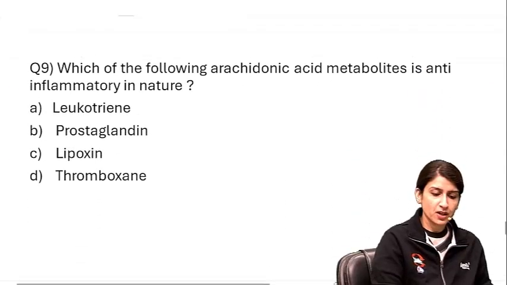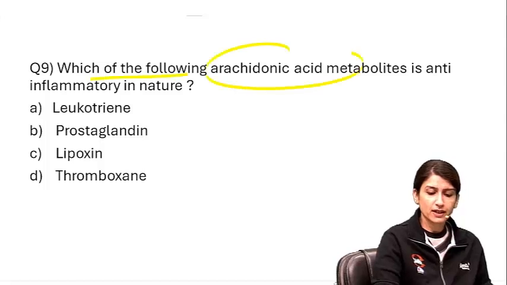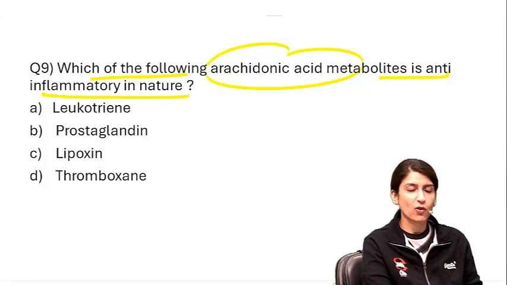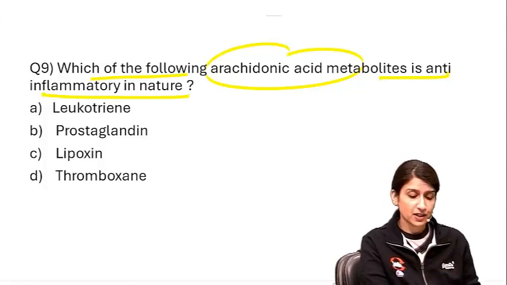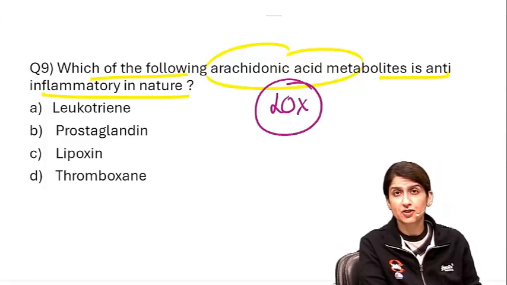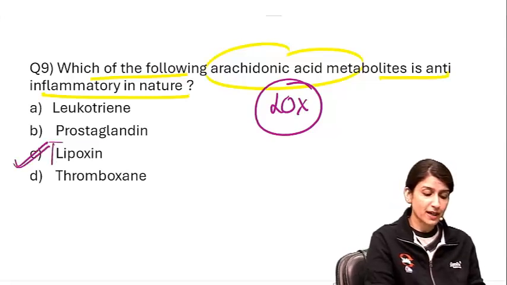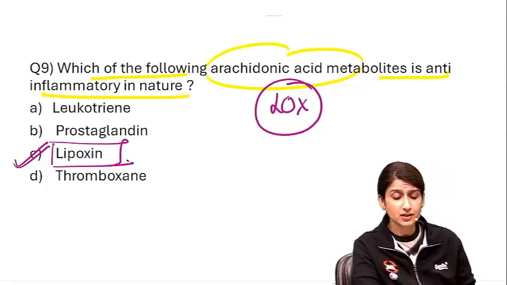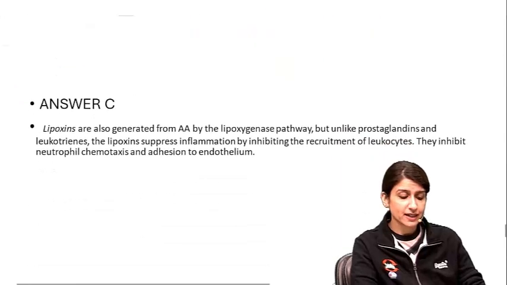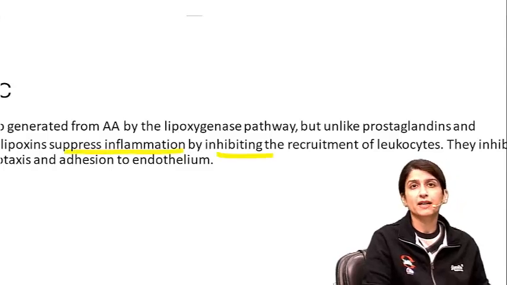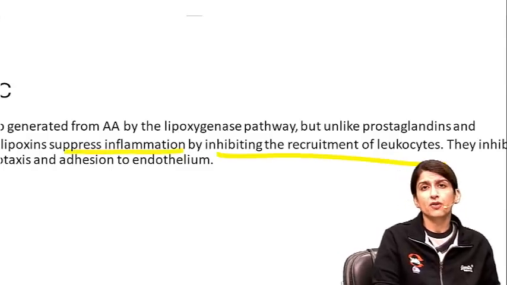Next question. Which of the following arachidonic acid metabolites is anti-inflammatory in nature? Yes, we all know that there is a derivative of LOX pathway which is totally anti-inflammatory in nature, and yes, I'm not talking about leukotrienes, I'm talking about lipoxins. Lipoxins are totally anti-inflammatory in nature. But the next question is, how do they cause anti-inflammation? So lipoxins, they suppress inflammation by inhibiting the recruitment of the leukocytes.